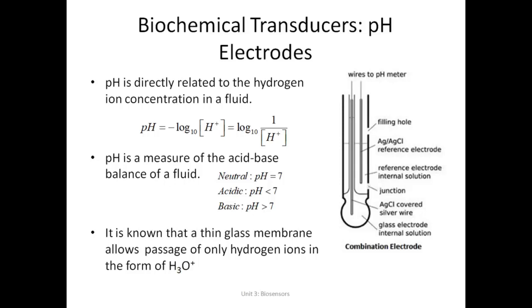pH, of course, we all know, is a measure of acid-base balance in a fluid. If pH is 7, it is almost neutral. If pH is less than 7, it is acidic in nature. If pH is greater than 7, then it is basic in nature. Most of the human body fluids are slightly basic, and the pH of normal arterial blood ranges between 7.38 and 7.42.